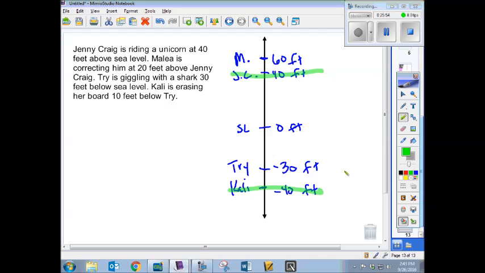Now if I were figuring out the vertical distance here, what's the vertical distance between Callie and Jenny Craig? Yeah, 80 feet. 40 back to 0, 40 up to Jenny Craig. What would it be from Malia to Tryphosa, Harrison? It would be 90 feet. Everybody getting this, how this works?